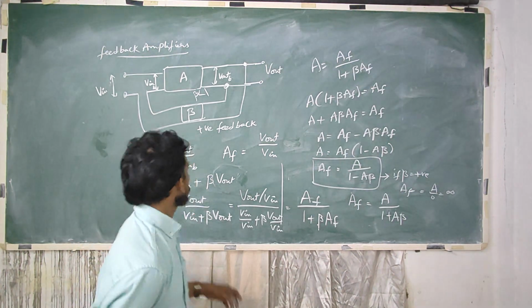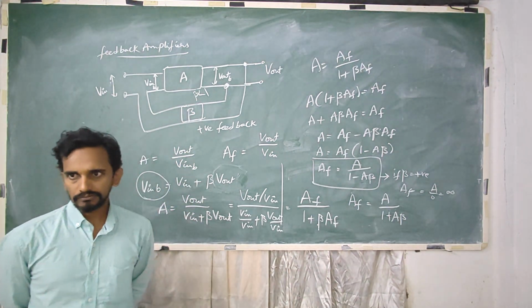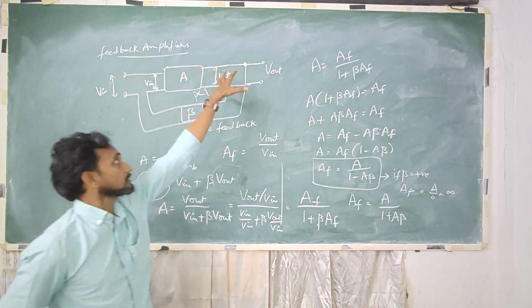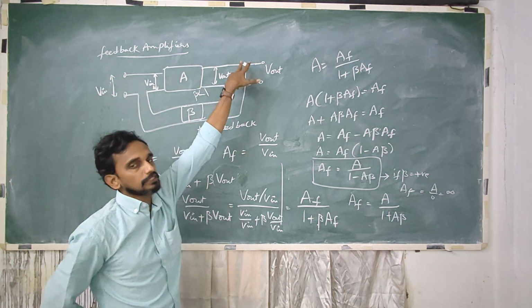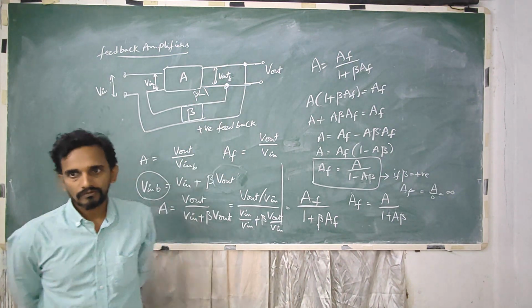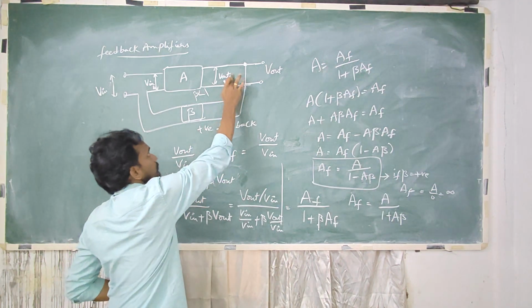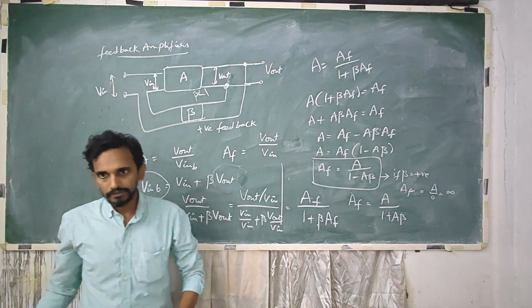So only if I maintain positive feedback. So here the first condition I am taking is tapping the output in parallel. So voltage remains same, output voltage remains same for both the cases, with feedback and without feedback.